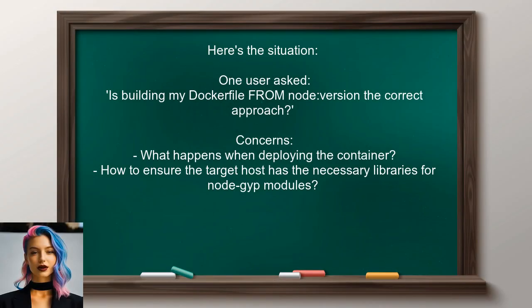So, here's the situation. One user asked if building their Dockerfile from the Node image is the right approach. They're worried about what happens when they deploy the container and how to ensure the target host has the necessary libraries for Node-gyp modules. Sound familiar? Let's explore this together.